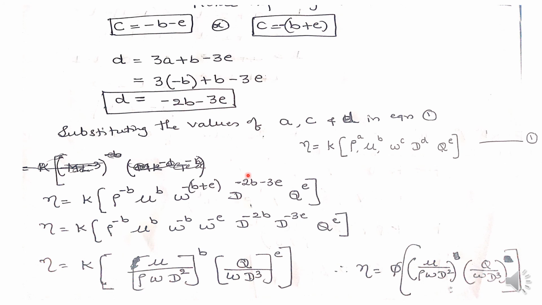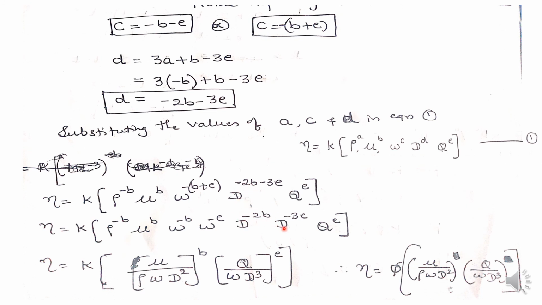Efficiency is equal to K, rho to the power minus B, and viscosity to the power B, written as it is. These terms I have written separately: omega to the power minus B into omega to the power minus E. If I simplify, we add both the powers here. I have split these equations again: D to the power minus 2B into D to the power minus 3E, and Q to the power E, written as it is.